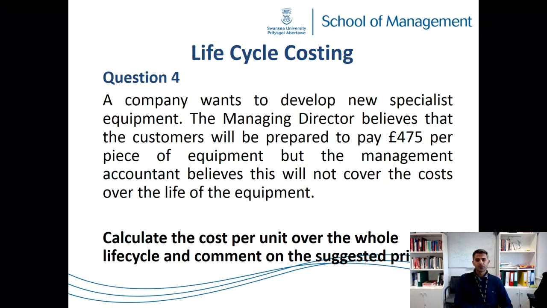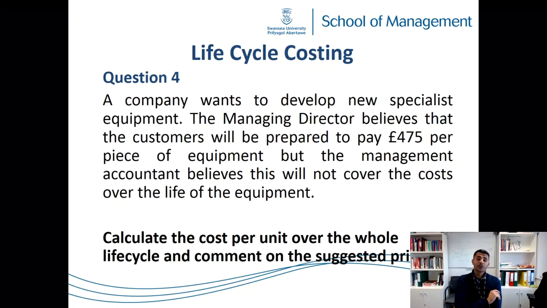So for this company, the managing director believes that the customer will only be prepared to pay 475 pounds per piece of the equipment, per unit. But the management accountant believes this will not cover the cost over the life of the equipment. The financial controller is saying, I really doubt that we will cover 475 per unit.